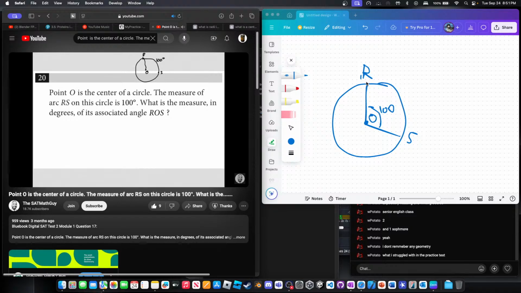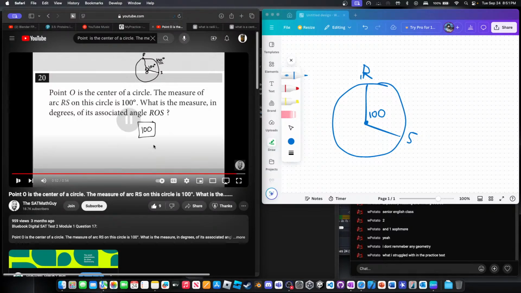All right, so very straightforward question. This really is a knowledge question. The knowledge that you have to know is that the central angle and the arc degree measurement are exactly the same. So if the arc is 100 degrees, then the angle ROS is also 100 degrees. So your answer here is 100.